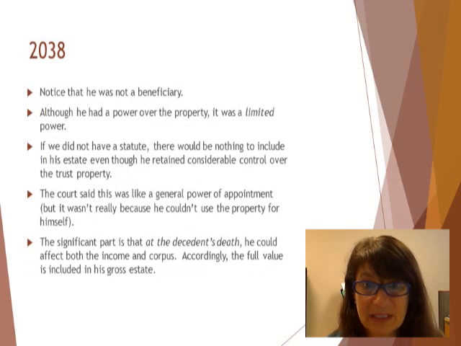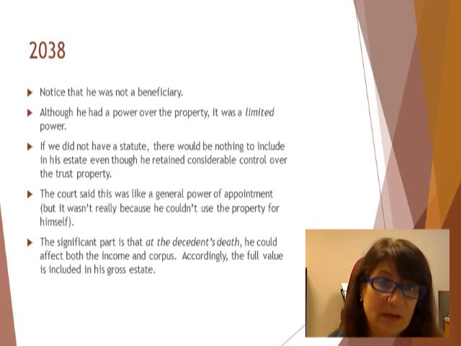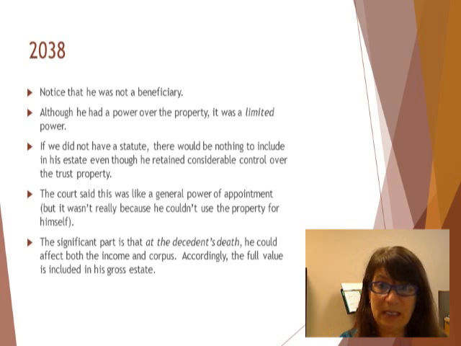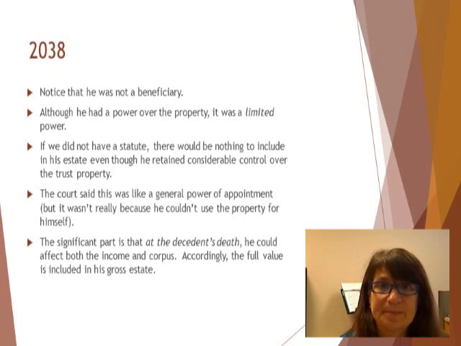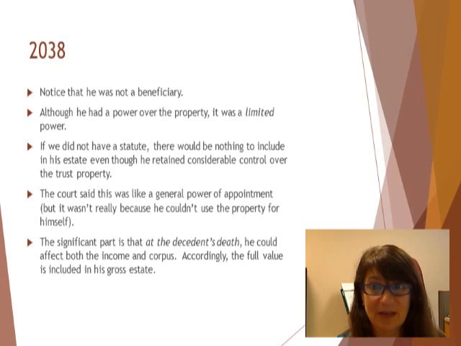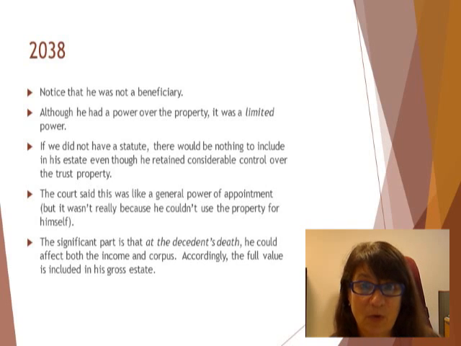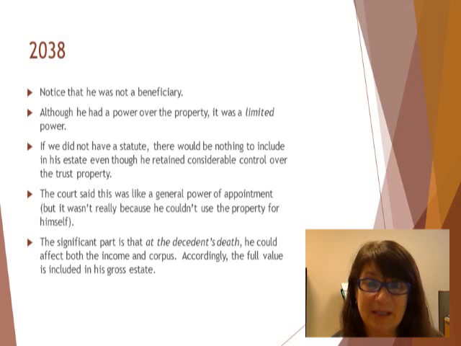Okay, so notice decedent wasn't a beneficiary. He did hold power over the property, but it was a limited power. So if we did not have a statute, there would be nothing to include in his estate, even though he really retained considerable control over the trust property, and that means people had to keep sucking up, right? So the court said this was like a general power of appointment, but it wasn't really, because he couldn't take the property for himself. The significant part is that at decedent's death, he could affect both the income and the corpus. And so the court said that means that we include the whole value of the property in his estate.